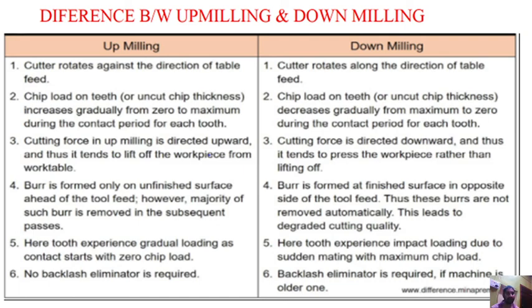In up milling, the tooth experiences gradual loading as contact starts from zero load. In down milling, the tooth experiences impact loading due to sudden engagement with maximum chip load. No backlash eliminator is required in up milling. A backlash eliminator is required in down milling if the machine is an older one.